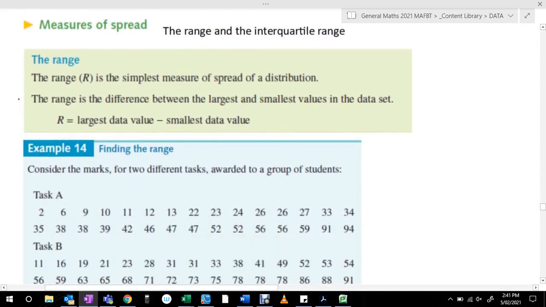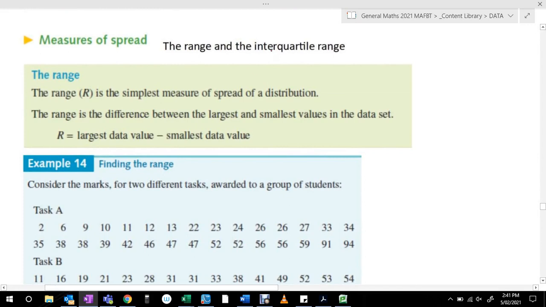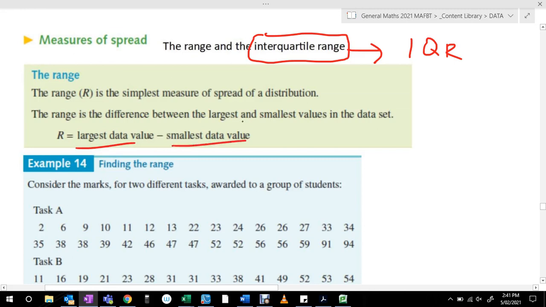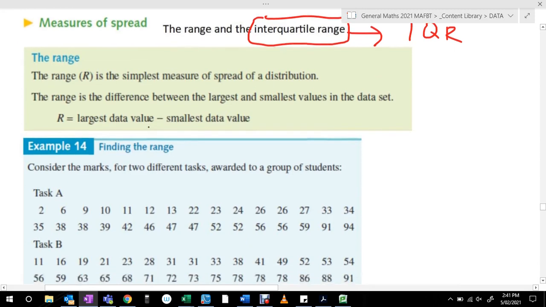Next part here, measures of spread: range and IQR. So you might see this word, interquartile range. The shortcut for it is IQR. The range, we would have seen this before, is the simplest measure of the spread because all it does is take the largest value, take away the smallest value. A really easy way to figure out the range: highest minus lowest. Pretty straightforward.